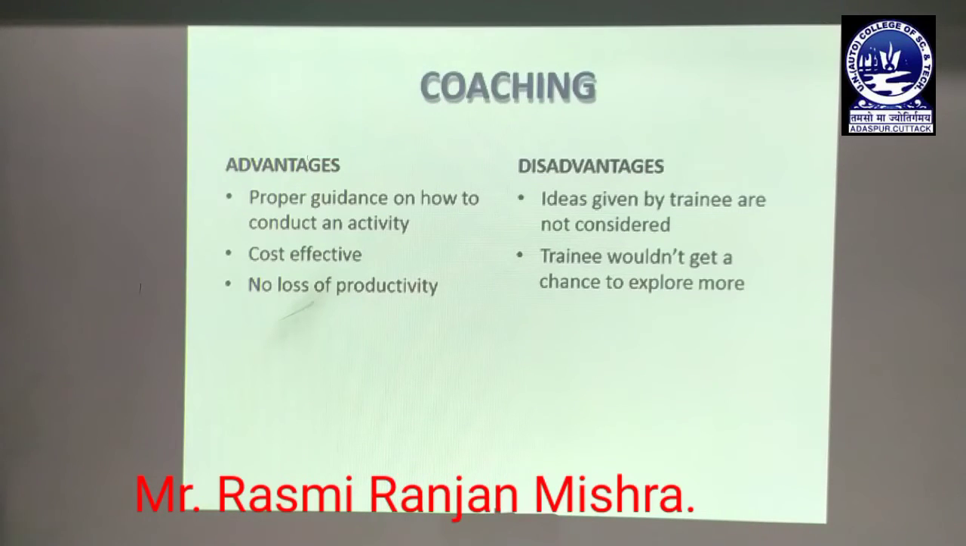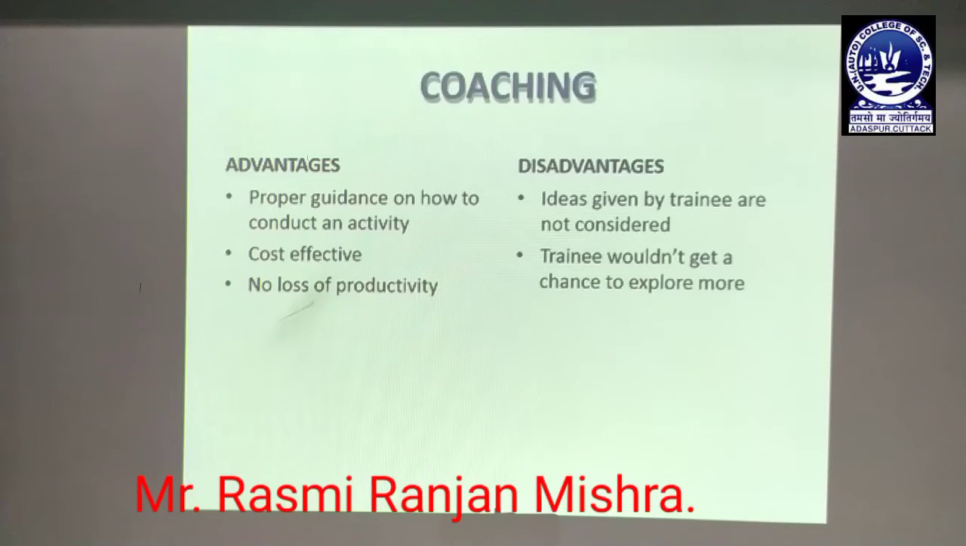There are certain merit points in the case of coaching. The first one is proper guidance on how to conduct an activity. The supervisor who is engaged gives proper guidance to all the trainees on how to conduct a particular activity. Second one is cost effective. As it is on-the-job training, the cost is minimized, and training is provided during the performance of work or while continuing the activities. So cost is also reduced to a certain extent.